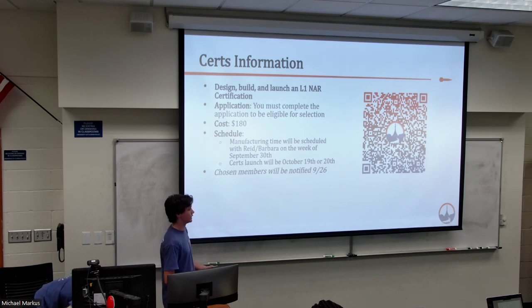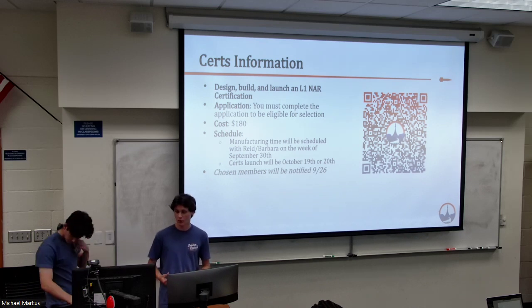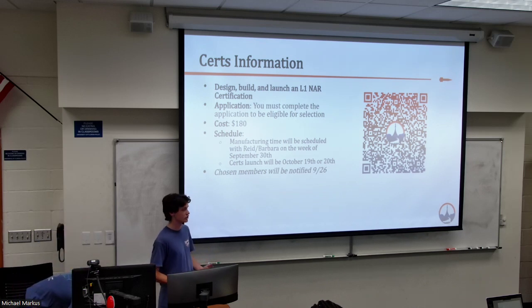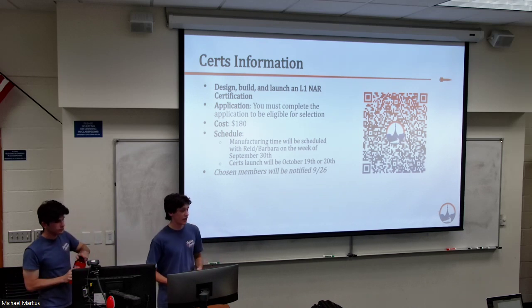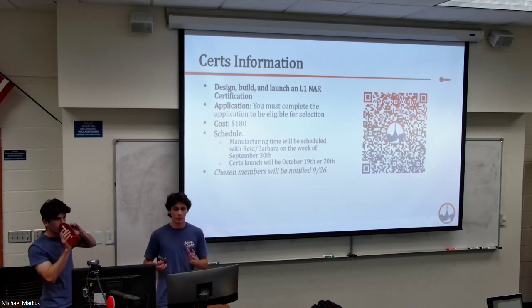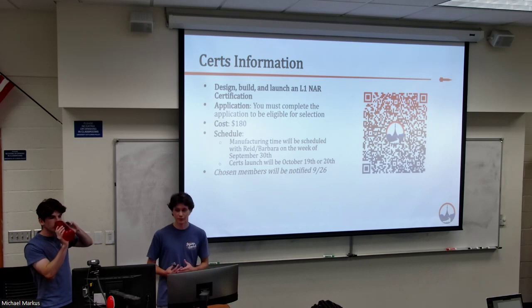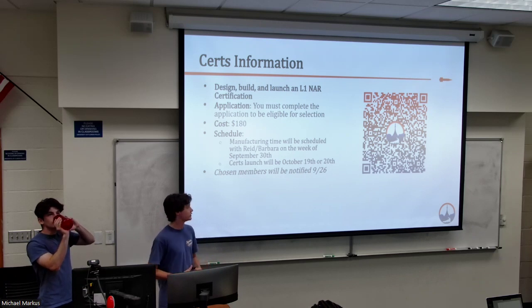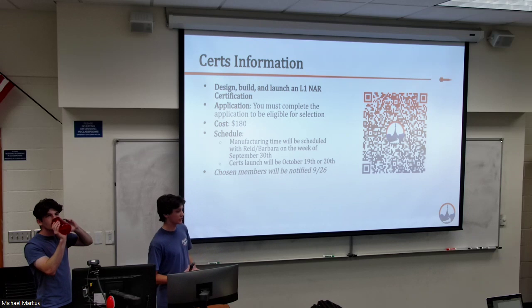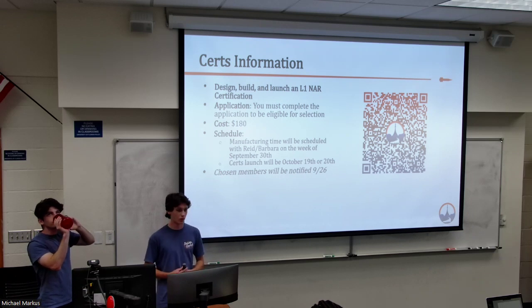What we at Swamp Launch do for this is we're going to guide you through building the L1 rocket and getting your certification. All in all, the cost is $180. The application is free, but if you get selected, the cost of materials and getting a NAR membership, all in all, is about $180. So that's something to keep in mind if you want to do an L1.